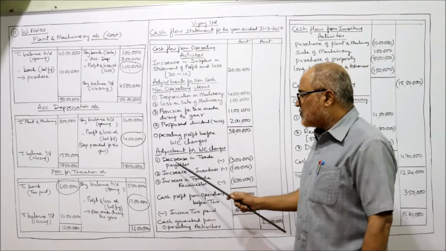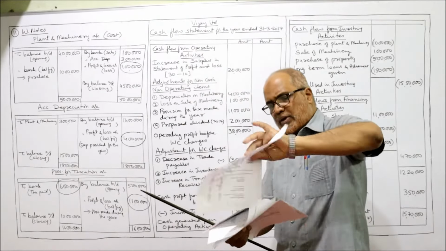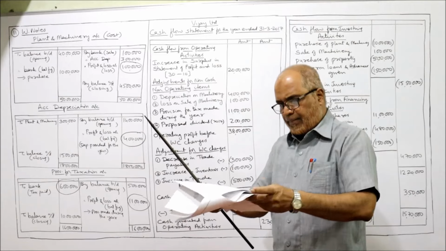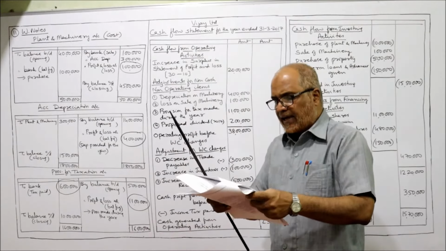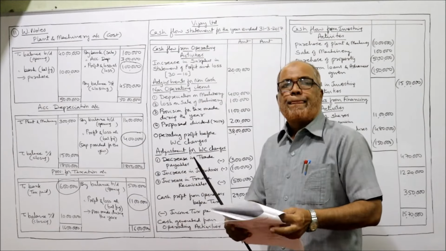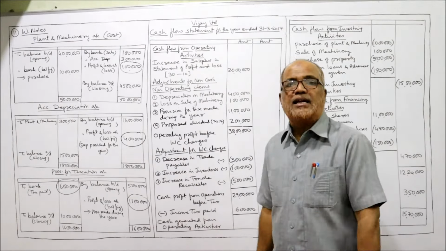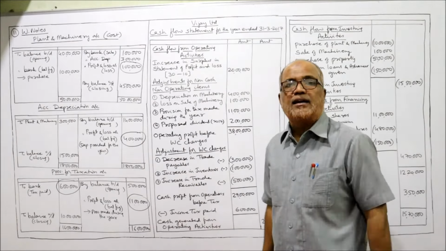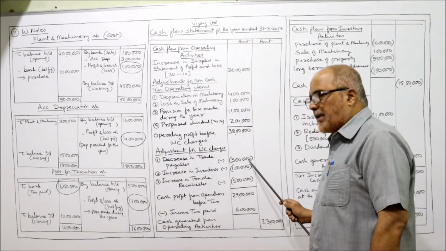Each one. First of all, trade payable. Trade payable is given in the problem, you can see it. Last year trade payable 14 lakh, current year 11 lakh. Decrease in trade payable is deducted. How much? 3 lakh. So minus, that's why put in bracket.